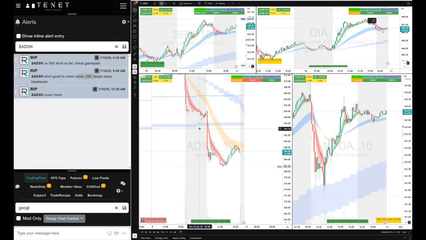Anyways, repeatable setup, no hindsight, no BS, clean plan in the pre-market. Short versus 300, short versus MTF, high probability short. You have a 300, you have an MTF, gives you a beautiful trade. Let's go to the next one.